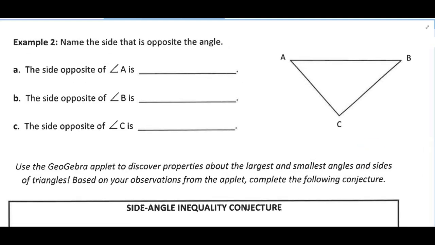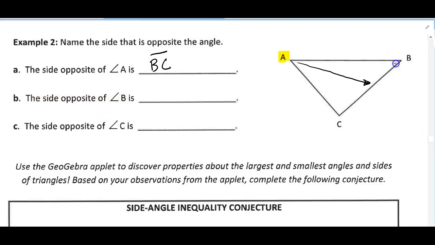So for example 2 here, we want to name the side that is opposite each angle. So the side opposite angle A. So here's angle A, and then if I go clear across the triangle this way, I get the side that it's opposite. So notice that segment BC, that side of the triangle, is not part of angle A over here. So that would be segment BC.